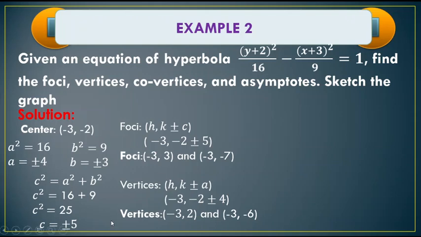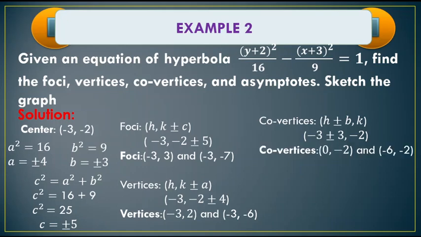Now, we need to solve ngayon yung coordinates ni co-vertices. So, kuhanin natin ngayon yung value ni B. So, si B ang i-add natin o isusubtract natin kay H kasi naka-vertical tayo. And then, substitute lang. We have negative 3 plus or minus 3, comma, negative 2. And then, simplify. So, we have the co-vertices, and that is 0, comma, negative 2, and negative 6, comma, negative 2.